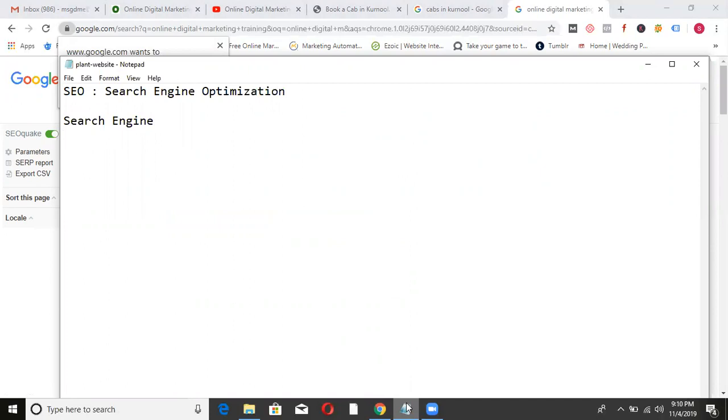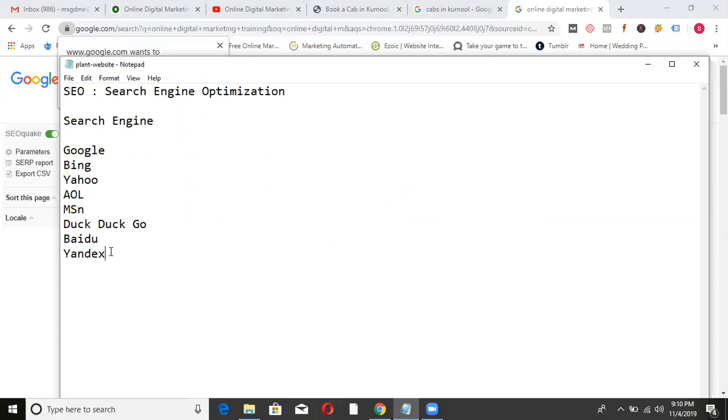Can you tell me the search engines which you know? Google. Google, next. Bing. Bing, Yahoo. You know AOL, Amazon. You know DuckDuckGo? No. This is also a search engine. Do you know Baidu? Yandex. Baidu is a Chinese search engine. They use this only. They don't use Google. Yandex is a Russian search engine.